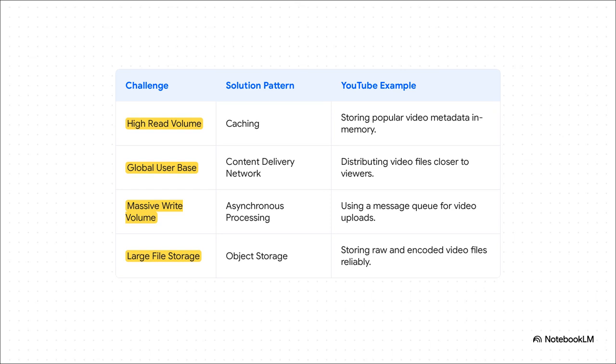Okay, now this is where things get really interesting. We can actually map the huge challenges we have directly to proven solution patterns. For almost every massive problem in system design, there's a well-established architectural tool to fix it. It's like a cheat sheet.